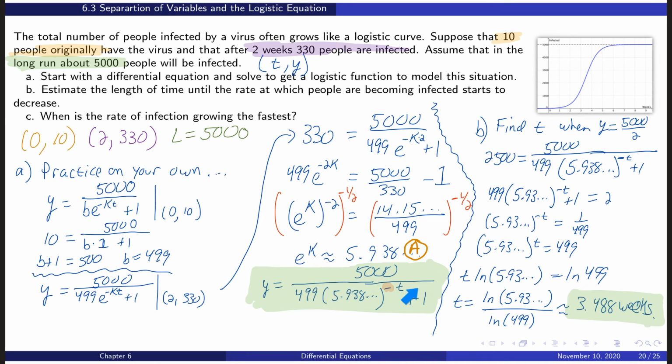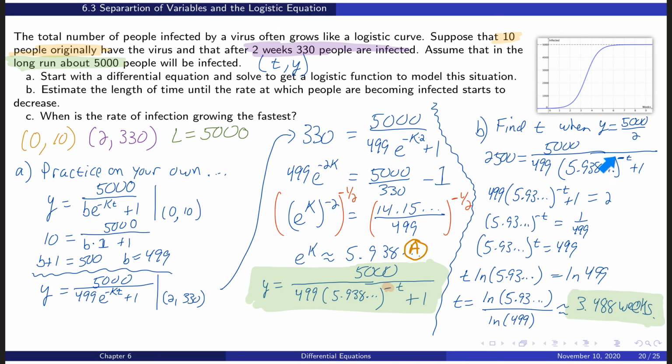And now we can start answering questions. Estimate the length of time until the rate at which people are becoming infected starts to decrease. The rate starts to decrease at the halfway point of your growth. So if you're told the carrying capacity is 5,000, then the halfway point is 2,500 infected people. So I'm going to plug 2,500 in for y, and now I'm going to solve for t.